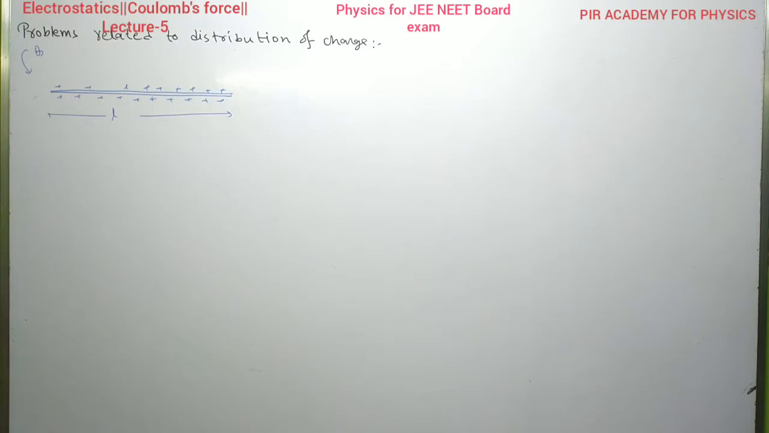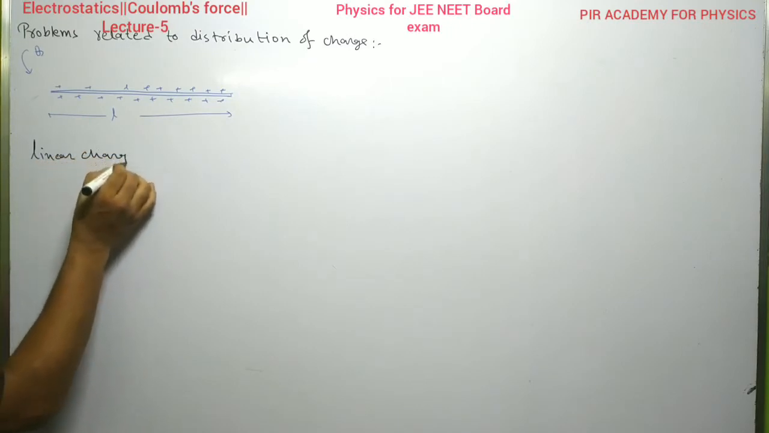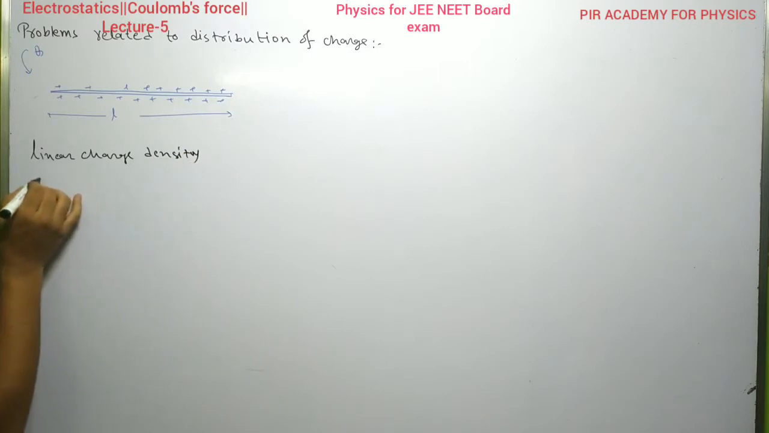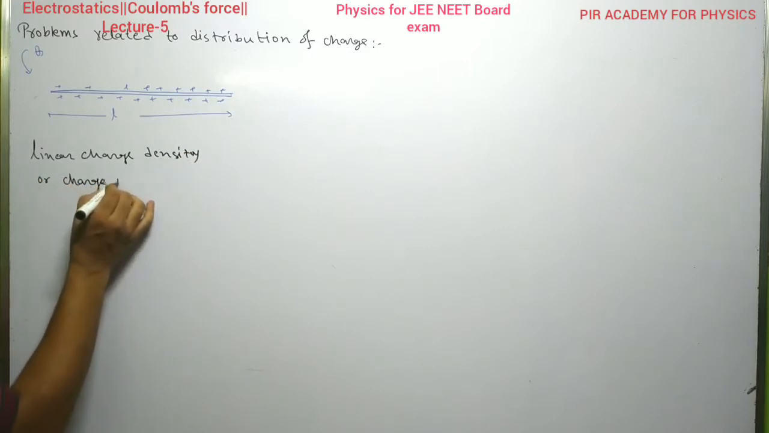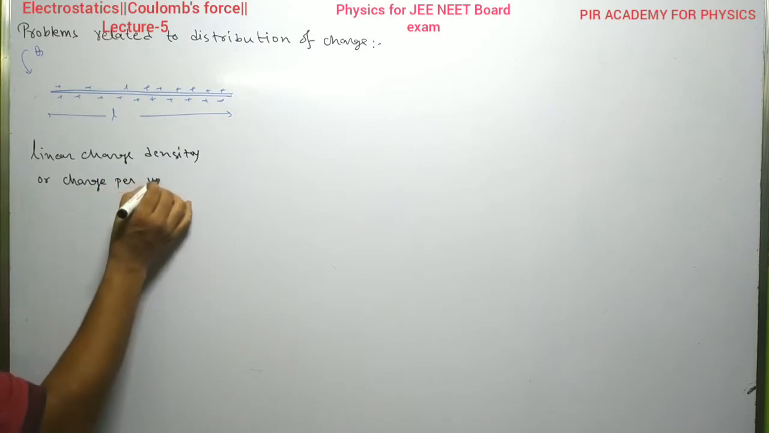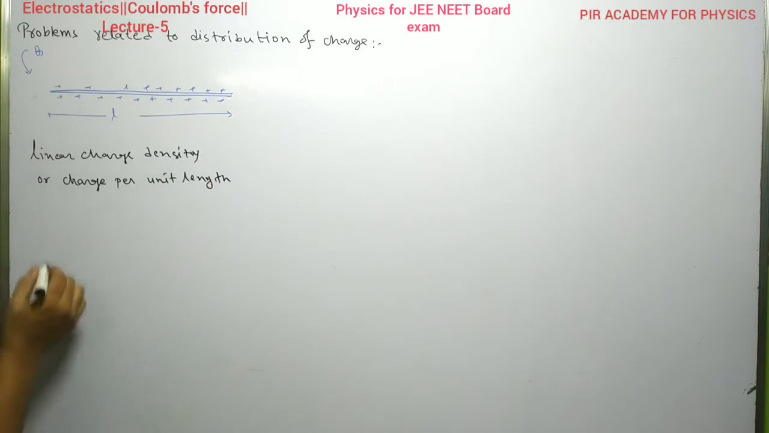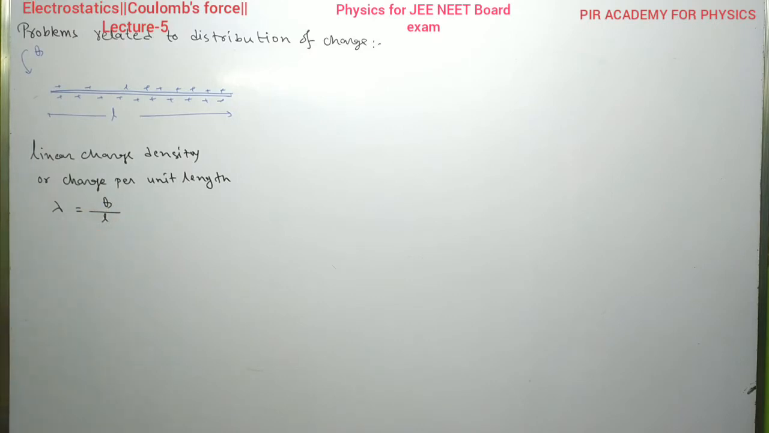What is the linear charge density? It is called linear charge density, or charge per unit length. It is expressed as lambda, that means total charge divided by length.